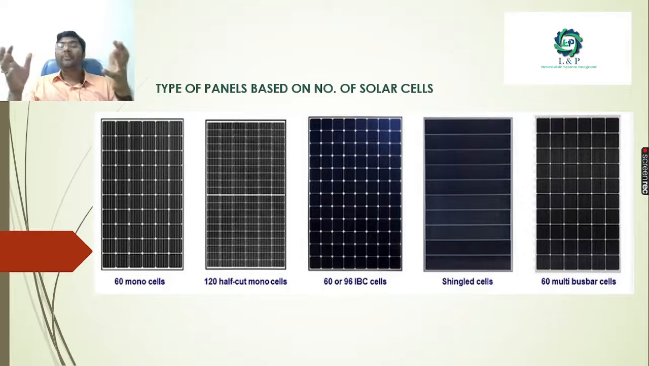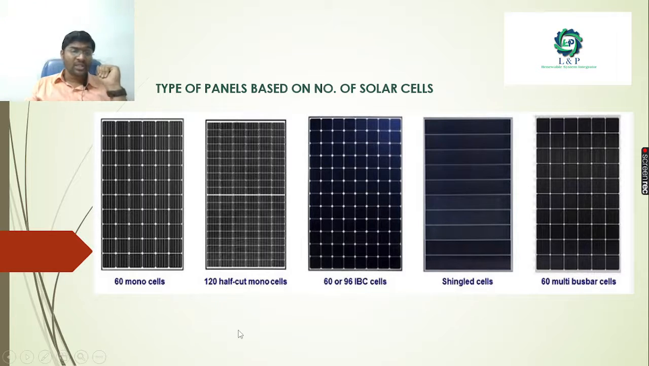And what are the different types of panels based on the number of solar cells? See here, in the first model we have 60 monocells, so it is referred to as a 60 monocell type. In the second one, we have 120 half cell cut monocells, and in the third type we have 60 IBC cells or 96 IBC cells. This is an example of shingled cells, mostly used in the heating industry. And this is 60 multi-busbar cells. So based on the number of solar cells present inside a particular panel, we are classifying. These are some of the examples.